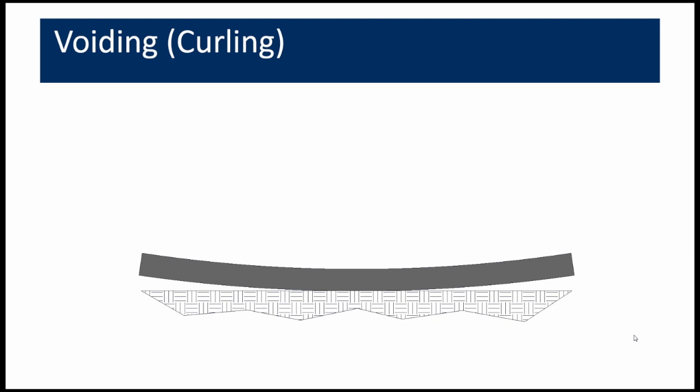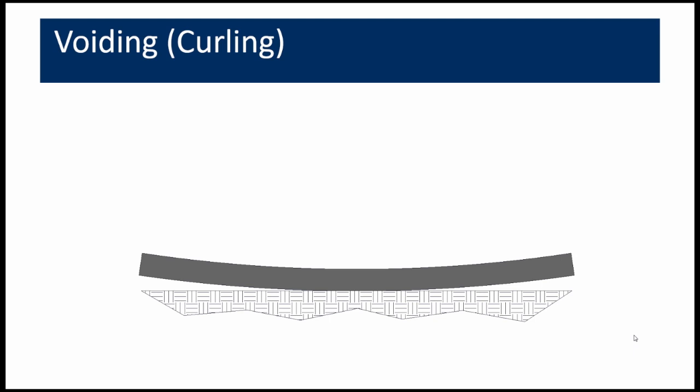Then we also have voiding. Voiding is where the subgrade is pulled away from the bottom of the slab. There's a couple of ways this can occur. First of all, the soil can simply settle a little bit below the slab. Maybe you had a bad area of soil or something and it settled a little bit.